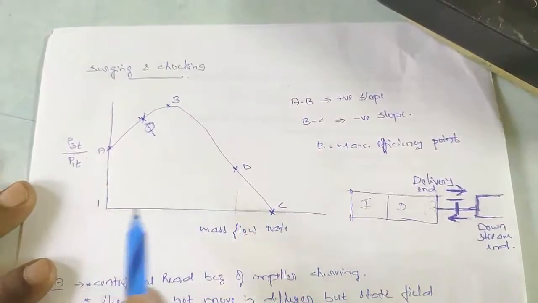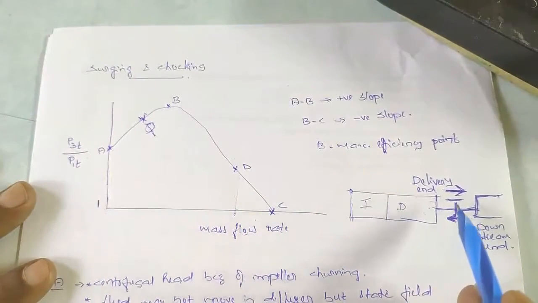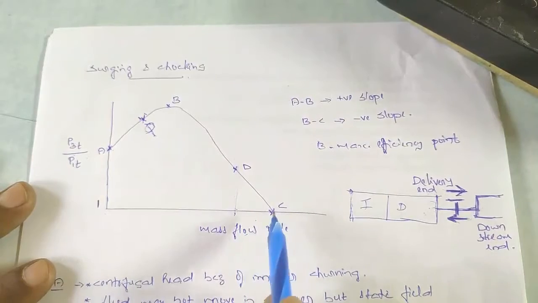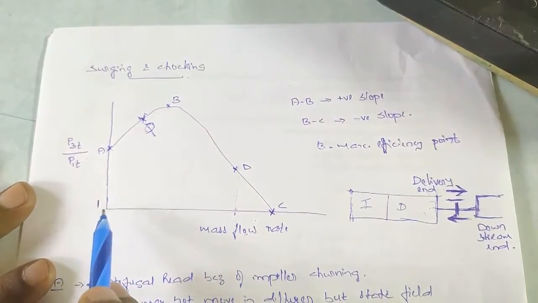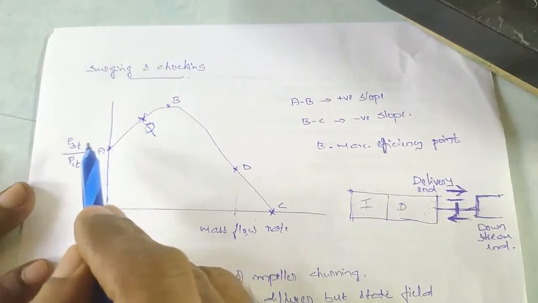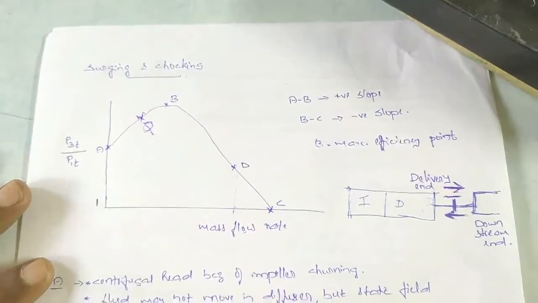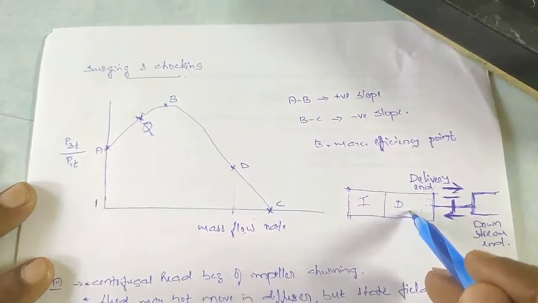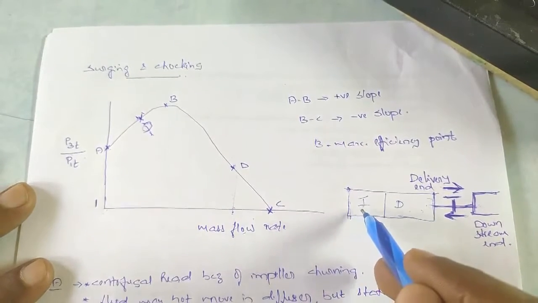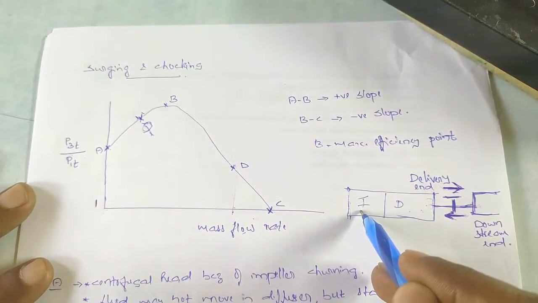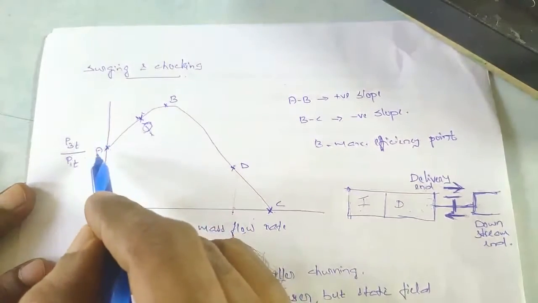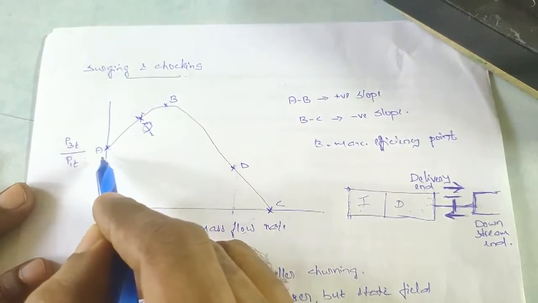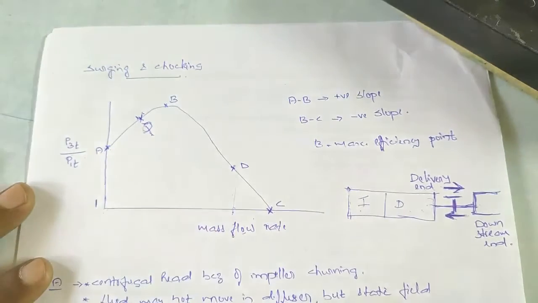So when the mass flow rate is 0, when the delivery is completely closed, the mass flow rate will be 0. Then again, the pressure ratio is not 0 or 1. It has a value at A. That is because even if the delivery is closed, even if there is no flow in the diffuser, the impeller is rotating and churning, and this churning action causes the centrifugal head, and there will be a pressure ratio, and that pressure ratio is indicated by the point A. So it is not 0 when the mass flow rate is 0.